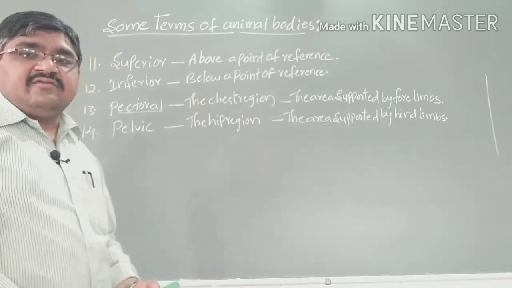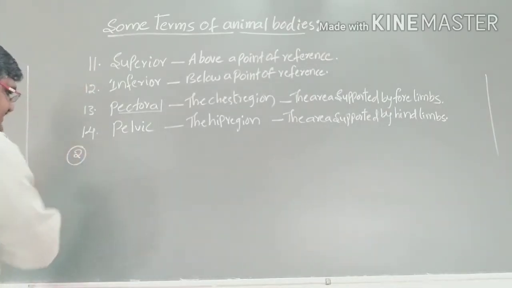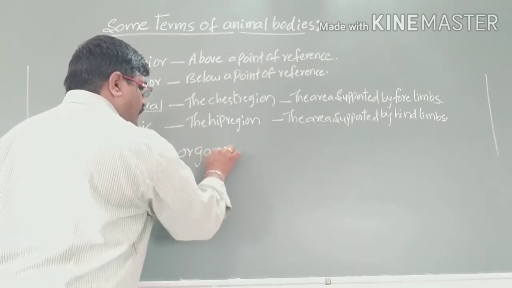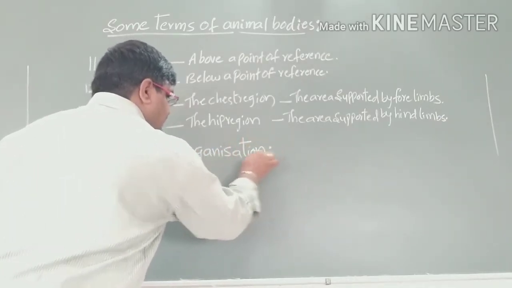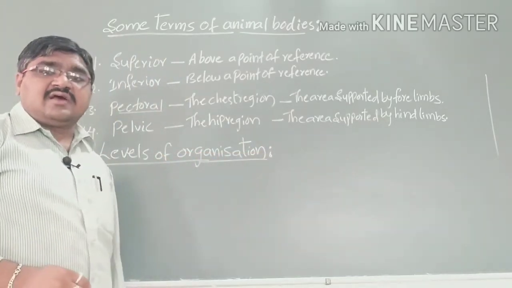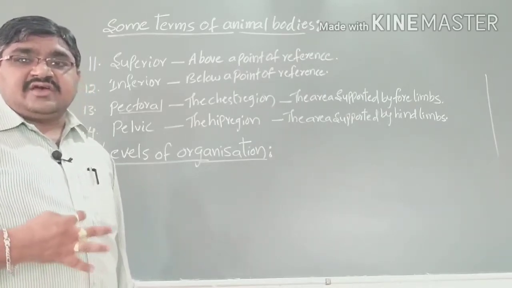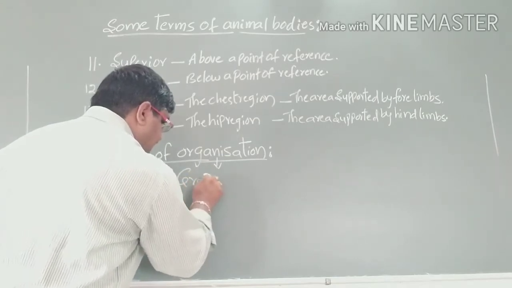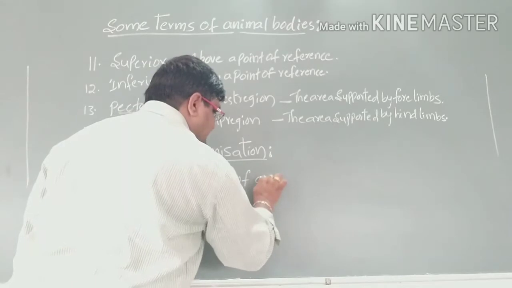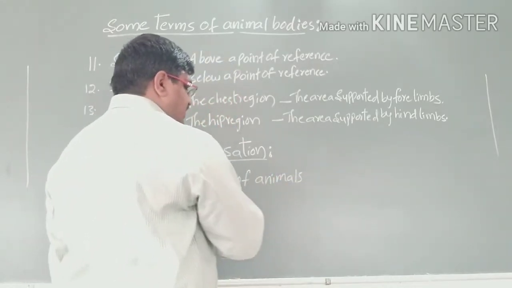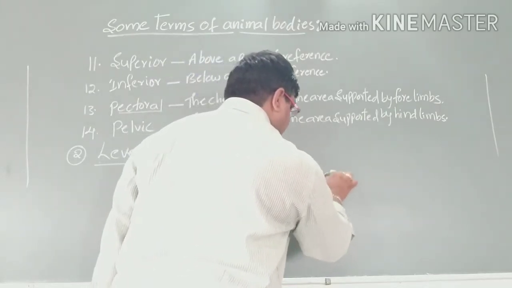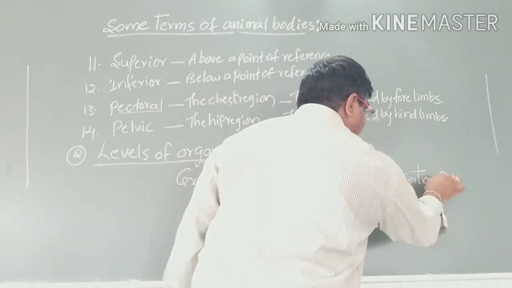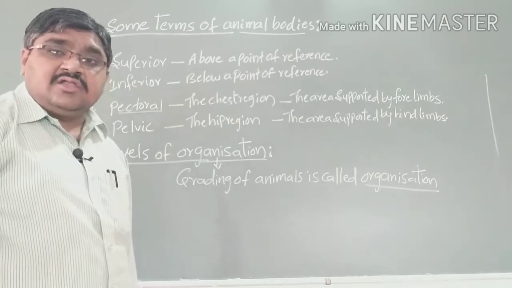Next, coming to the second topic, the levels of organization. So what does organization mean? The grading of organisms we can call organization. Grading of animals is called organization. Due to the presence of organization, we use the word organisms.